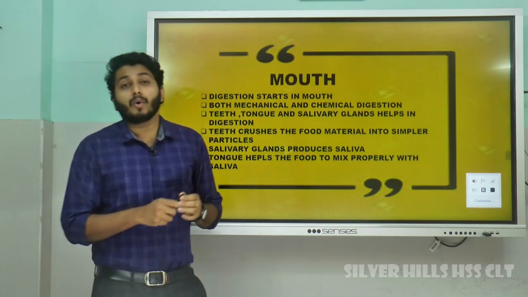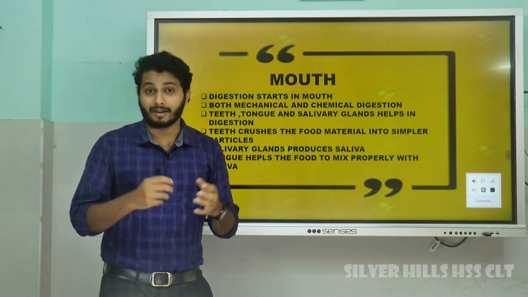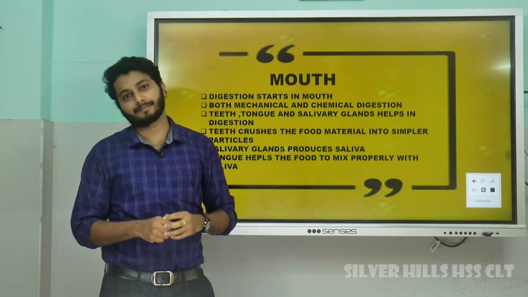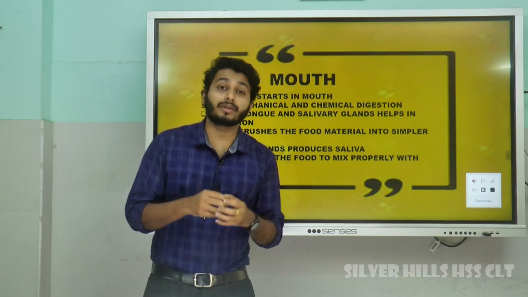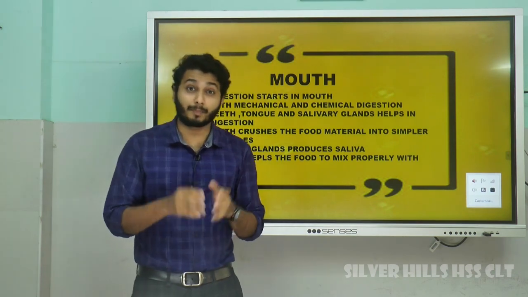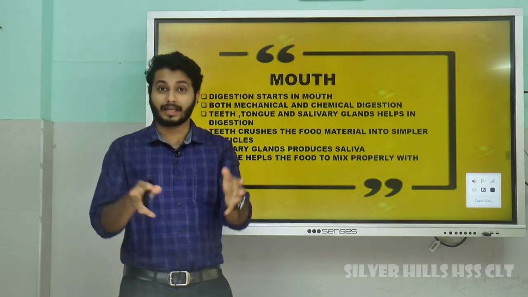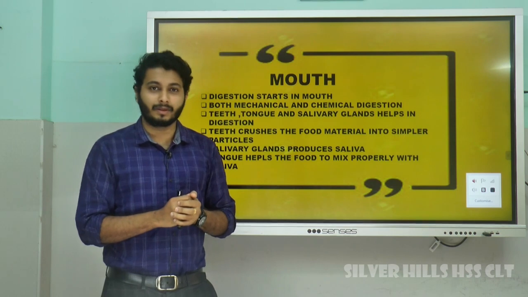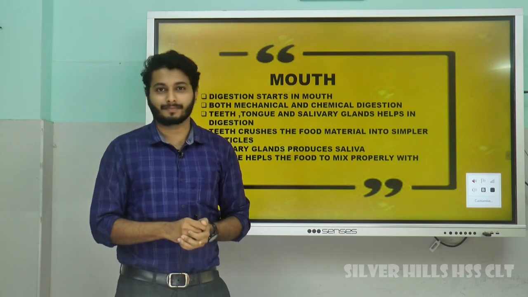The parts of the mouth which help for digestion are the teeth, tongue, and salivary glands. Teeth help to crush the food into simpler particles. Salivary glands produce saliva. The saliva contains an enzyme. The name of the enzyme is salivary amylase, which helps in the digestion of starch.